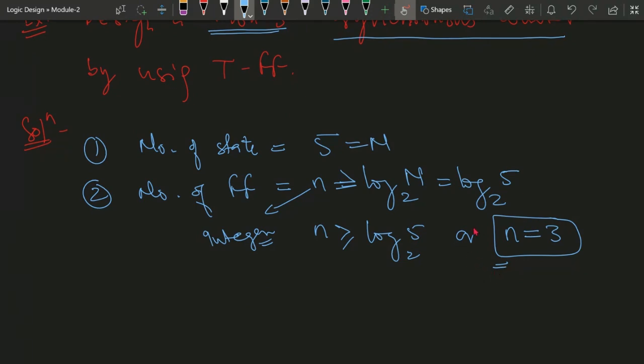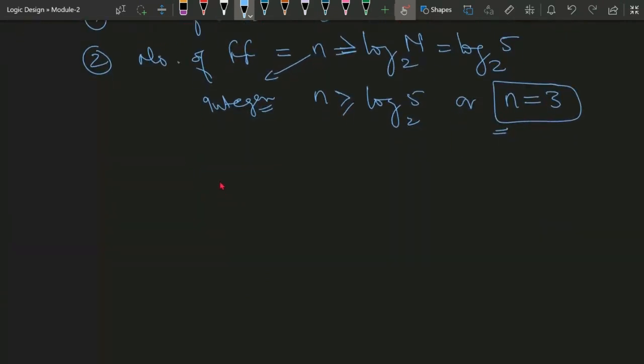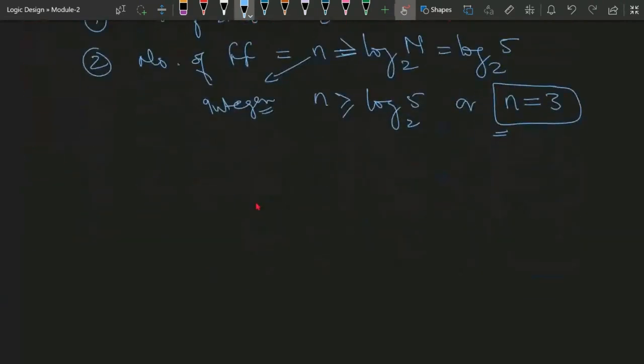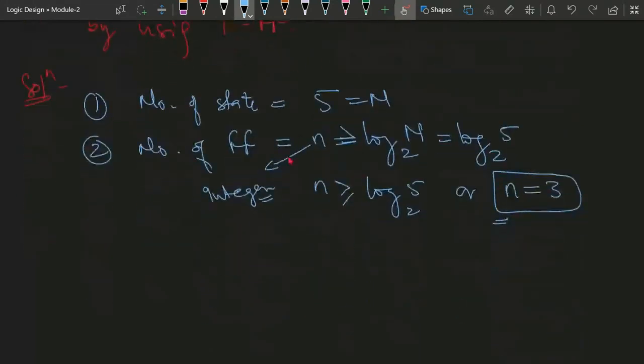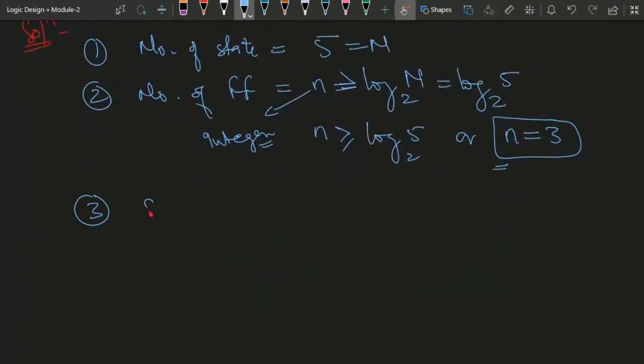So it means 3 flip flops are required. So what will be the states here? We need to draw the state diagram.